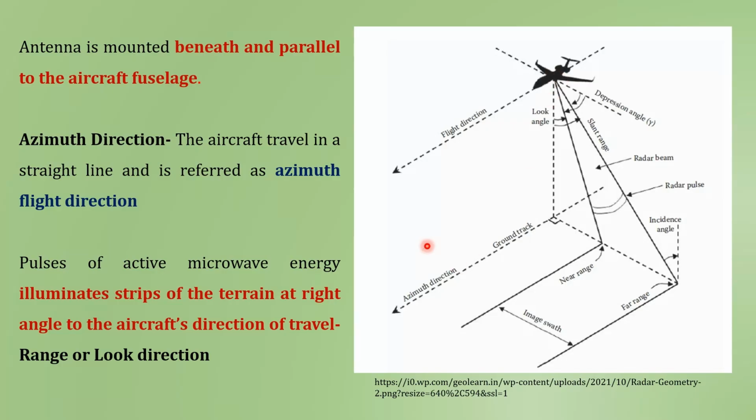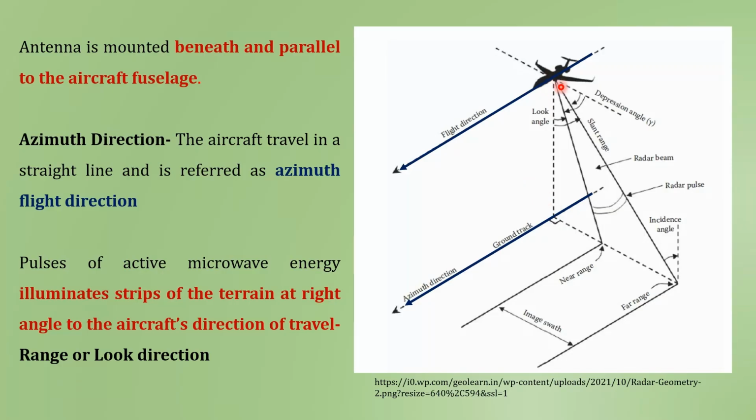Here we have the first point, azimuth direction. This is the flight direction, which means the aircraft is traveling in a straight line in this direction. The direction in which the aircraft is flying is referred to as the azimuth direction on the ground. So, the flight direction is referred to as the azimuth direction.